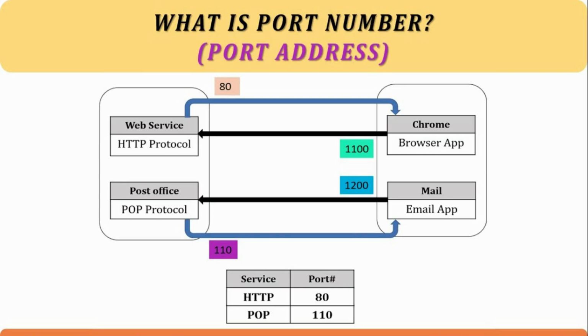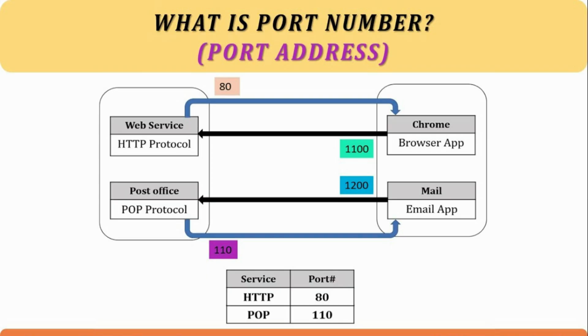A port number identifies the specific application or service running on a device, like a specific apartment number within a building. Example: when you access a website, your browser sends a request to the server's IP address and specifies port 80 for HTTP, or port 443 for HTTPS, which indicates that it is a web traffic request.